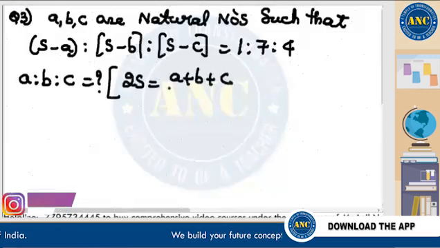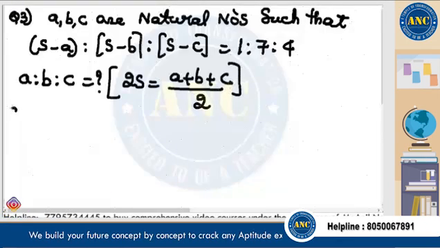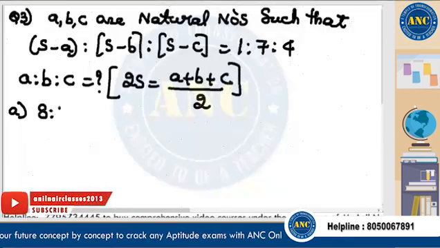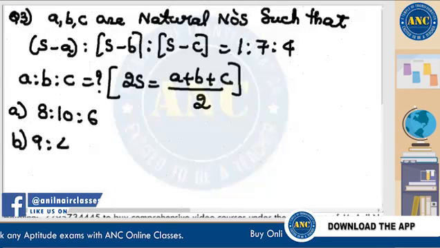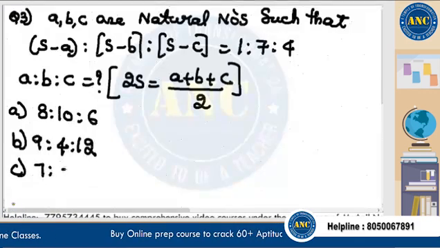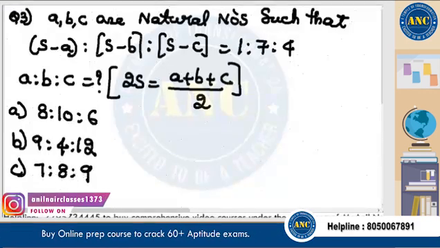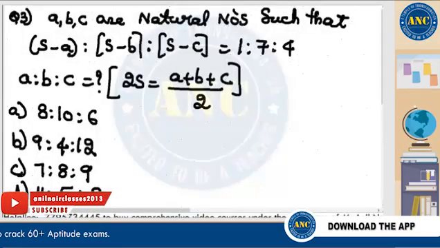Here 2S is A plus B plus C, so S is A plus B plus C by 2. Options are 8 is to 10 is to 6, and 11 is to 5 is to 8. Just learn from every question how I am going to solve it. Learn from my 14 years of experience and 350 plus batches.